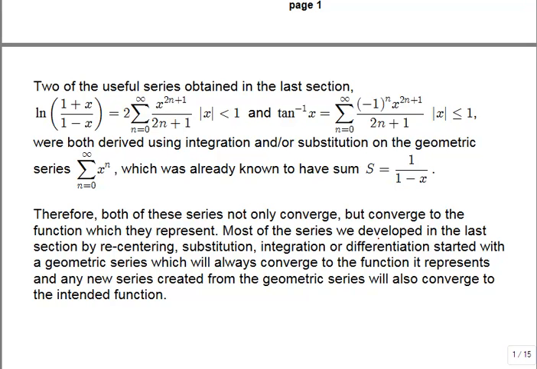Most of the series we developed in the last section by recentering, substitution, integration, or differentiation started with a geometric series, so they will always converge to the function they represent, and any new series created from the geometric series will also converge to the intended function.